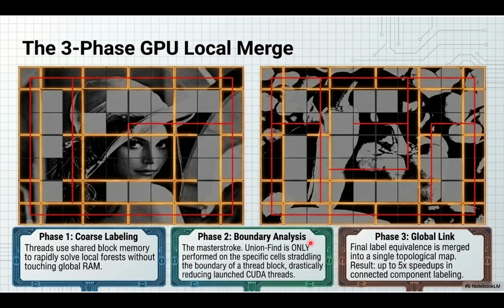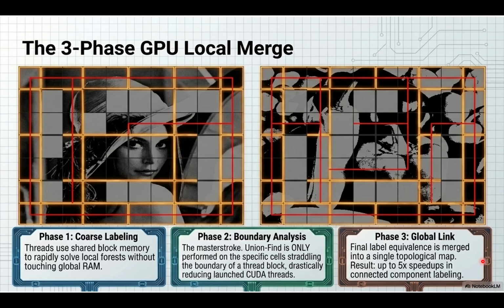That is so elegant. And finally, in phase 3, the global link, these stitched together boundaries are merged into a single final topological map representing the entire image. It is just the ultimate manifestation of hardware sympathy. They rewrote the algorithm not because the core math was wrong, but to avoid the microscopic physical distance that electricity has to travel between the GPU's global memory and its individual cores. They localized the math so the electricity wouldn't have a long commute.